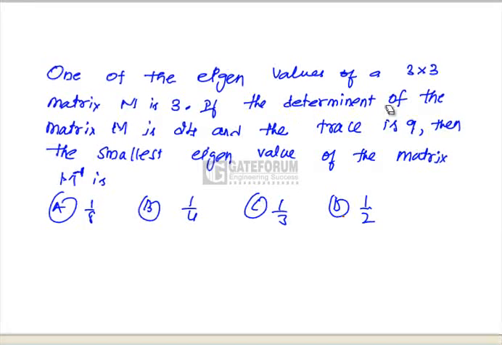Let's look into the problem. One of the eigenvalues of a 3 by 3 matrix M is given as 3 and its determinant is 24, and it is also given that the trace of the matrix is 9.